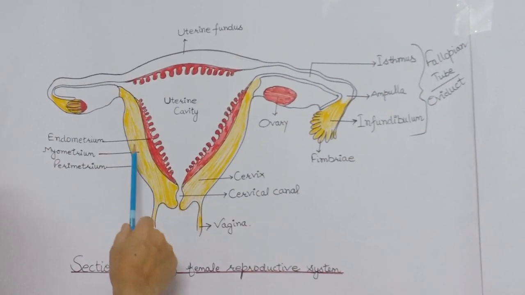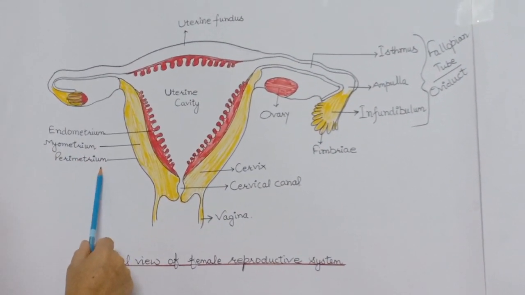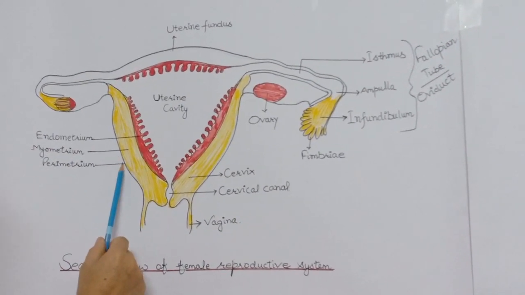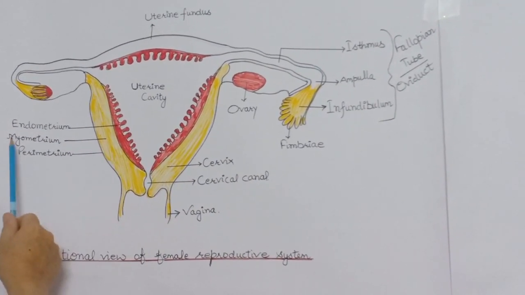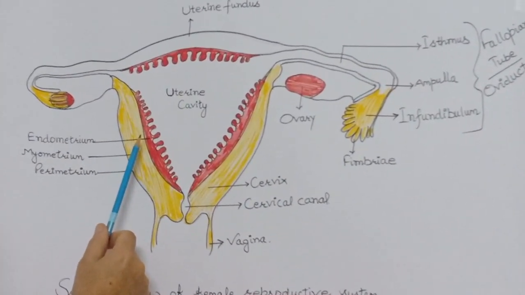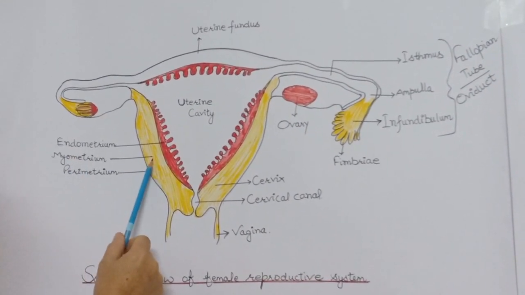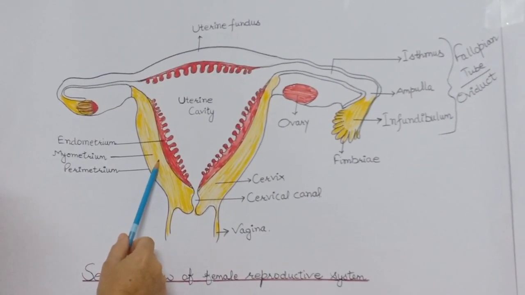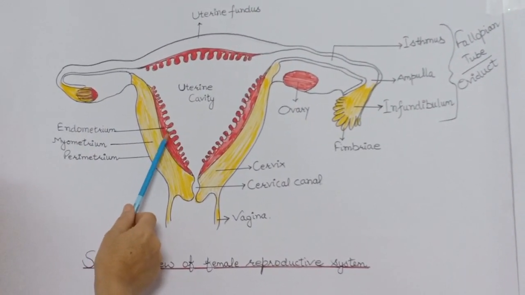The wall of the uterus is made up of three layers. The outermost layer is the peritoneum, an external thin membranous layer. Next to it are the smooth muscles. The smooth muscles form the myometrium, and the innermost layer is known as the endometrium. Endometrium is the glandular layer. The myometrium is made up of smooth muscles and it undergoes strong contraction during childbirth. And the endometrium undergoes cyclic changes during the menstrual cycle.